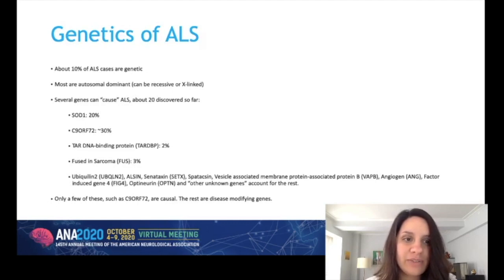Only about 10% of ALS cases are genetic, 90% are sporadic. Most of the genetic cases are autosomal dominant, but they can also be X-linked or recessive. Several genes can cause ALS. Most of these genes are not actually causal, but are disease-modifying genes. C9orf72, which is the most common gene, is causal. We'll be discussing the second most common gene, SOD1, which occurs in 20% of patients.